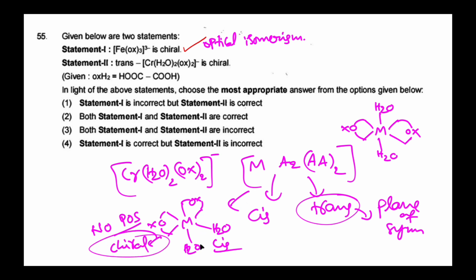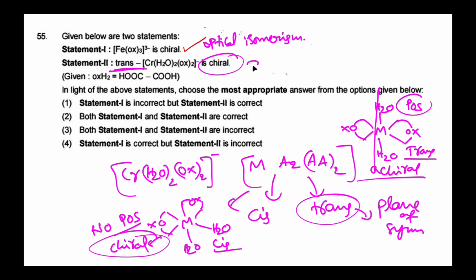If any element of symmetry is present, it is achiral. This is achiral because a plane of symmetry is present. If a plane passed through the molecule can bisect it into two equal halves, that is a plane of symmetry. So a plane of symmetry is present in the trans molecule, that's why it is achiral. This is the trans molecule, achiral, not chiral. If it is the cis molecule, it is chiral. So the correct statement is: statement 1 is correct, statement 2 is wrong. So the correct option is option 4.